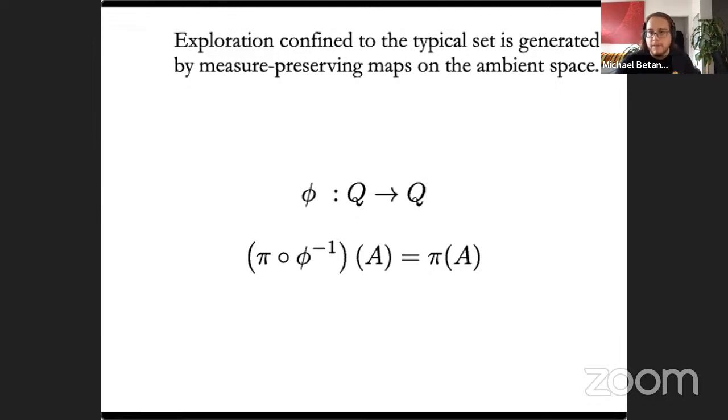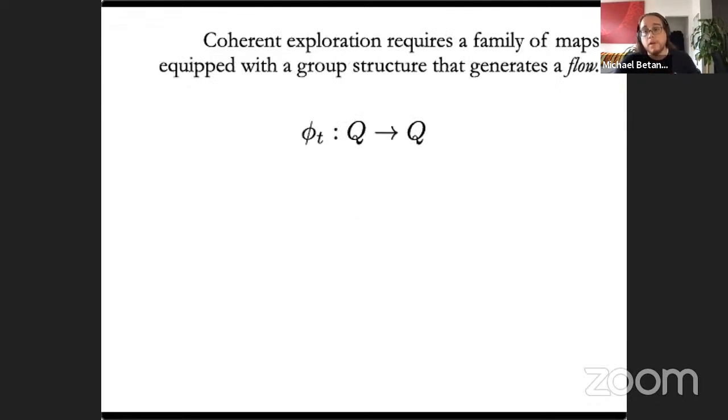They can double back on themselves. They have the characteristic square root of n growth, and we're really looking for something that's more linear in its exploration. And that linearity, that coherency, comes from something called the flow. So a flow is a collection of transformations indexed by, in this case, a real parameter t. And the idea is that this family of transformations has a certain group structure to it.